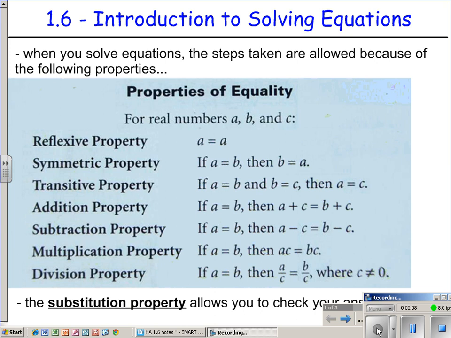This is section 1.6, Introduction to Solving Equations. Now, some of this is going to be a review. Some of it's a little bit different and sort of challenging, at least it can be challenging.